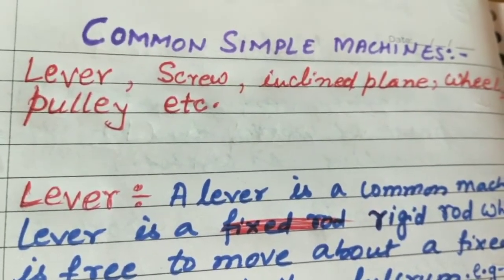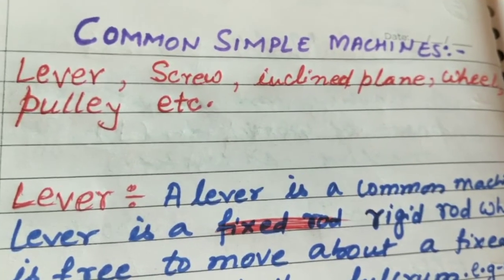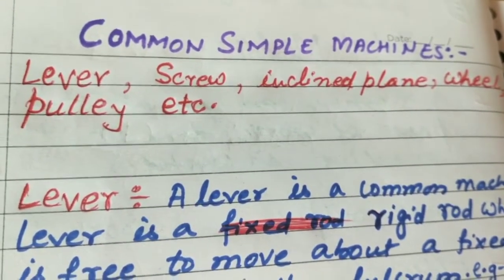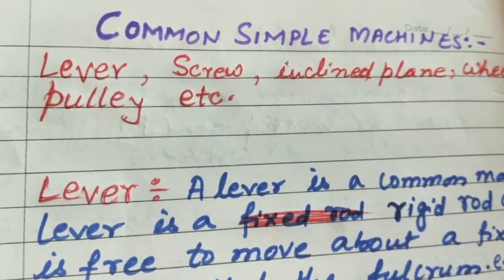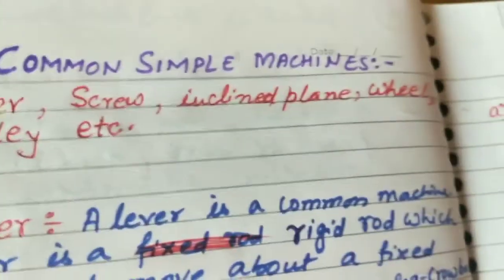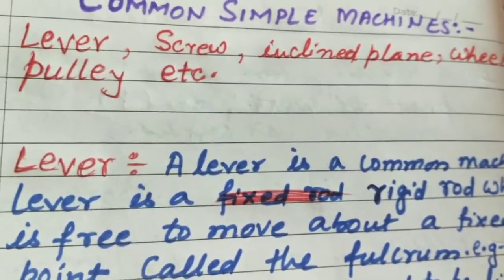In our earlier video we read about the common simple machines. There were 6 types: lever, screw, inclined plane, wheel and axle, pulley, etc. And now we'll start with the lever.